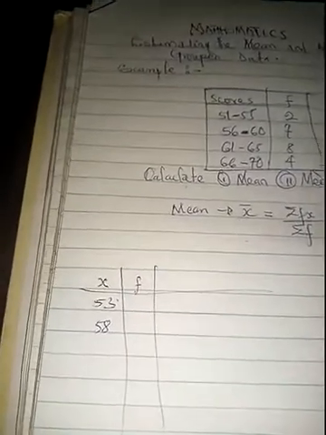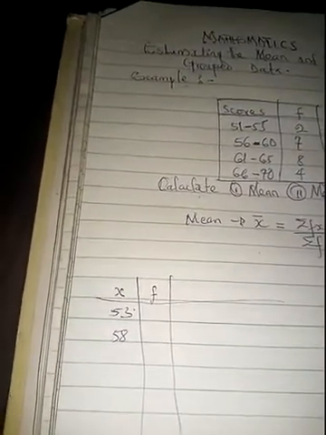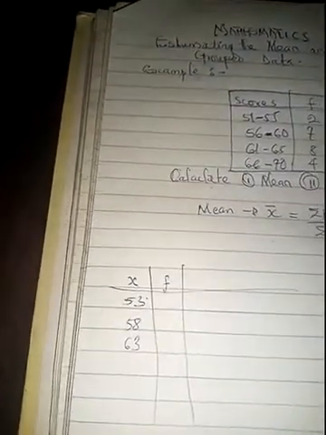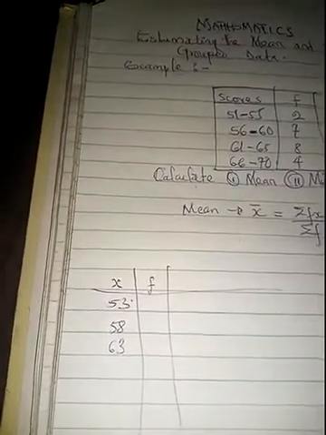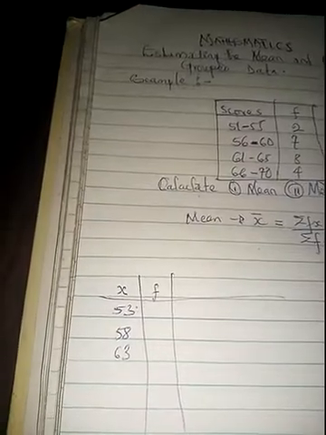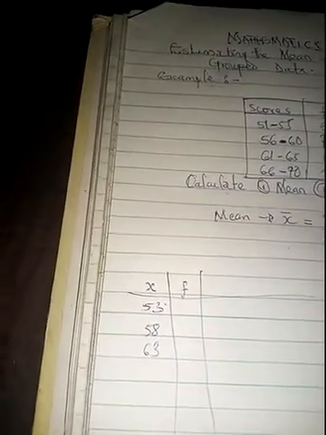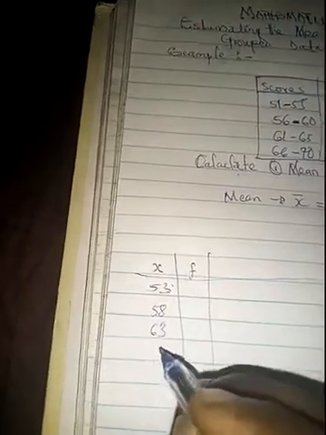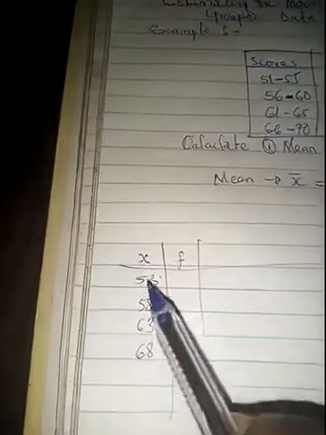Then 61 plus 65, that should be 126. By the time we divide by 2, that will give us 63. Then 66 plus 70 will give us 136. Divide by 2, that should give us 68. You can use your calculator to check that as well. So we have gotten our class mark, and our class mark is the one representing X.